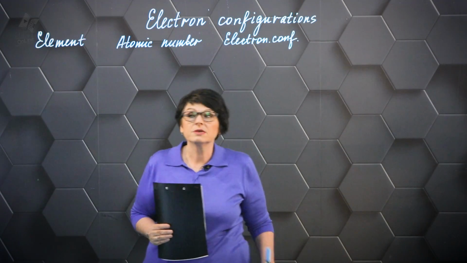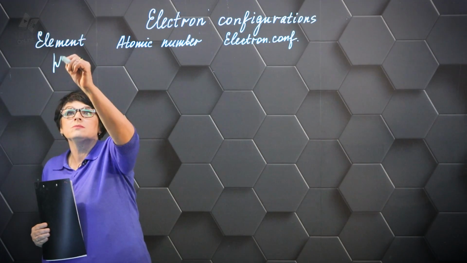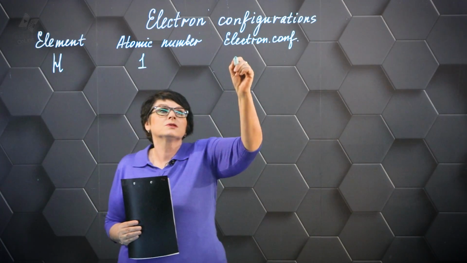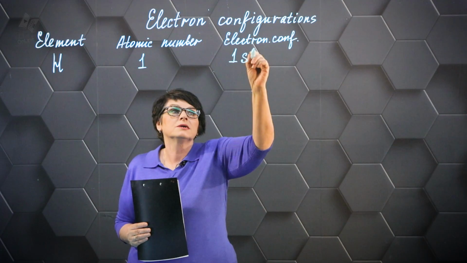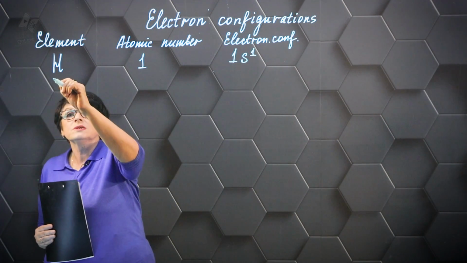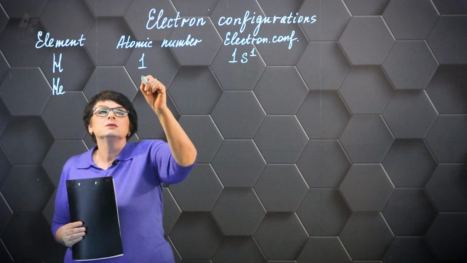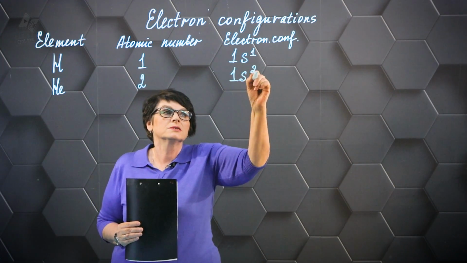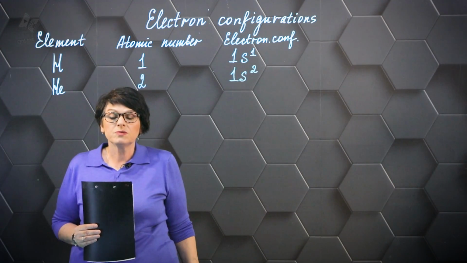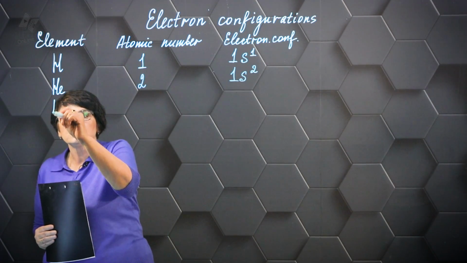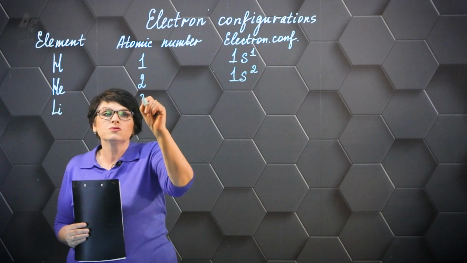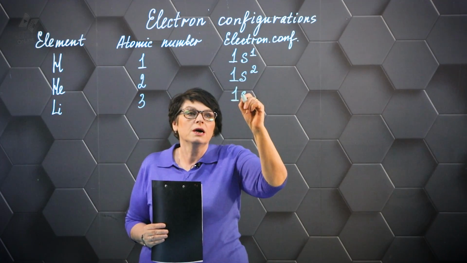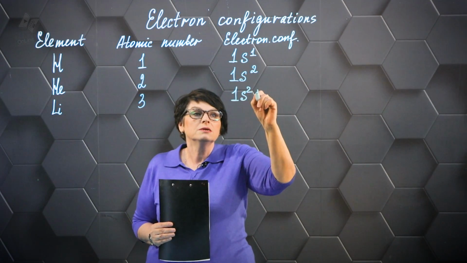It is hydrogen. Its sequence number is 1 and its electron configuration will then be 1s1. The next element is helium. Its sequence number is 2 and its configuration will be 1s2. This is where the first period ends. The next element is lithium. Its sequence number is 3 and its configuration will be 1s2 2s1.